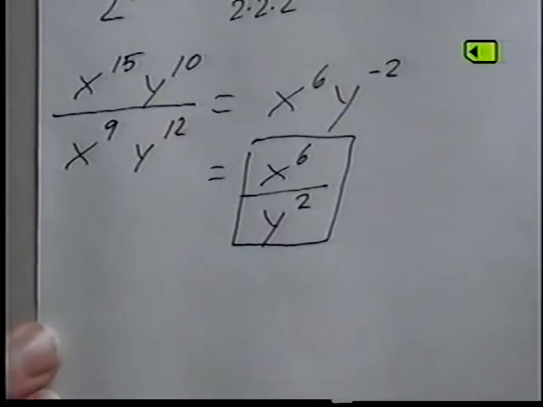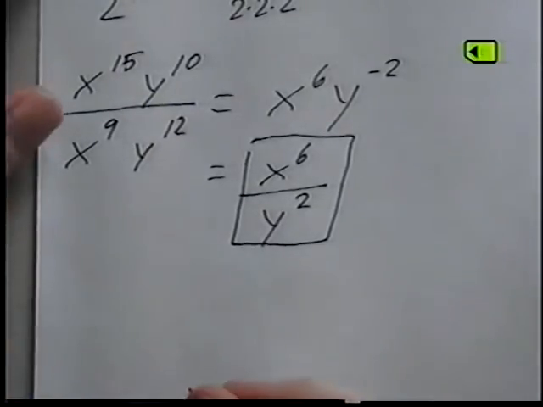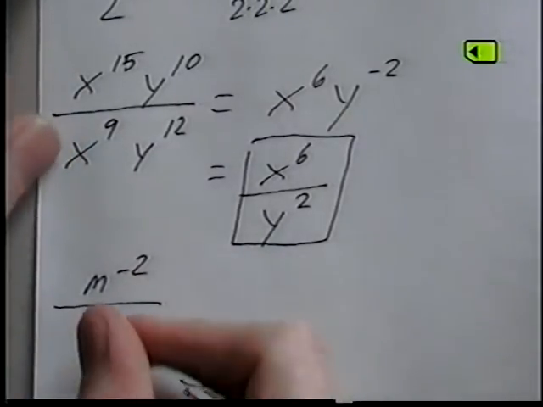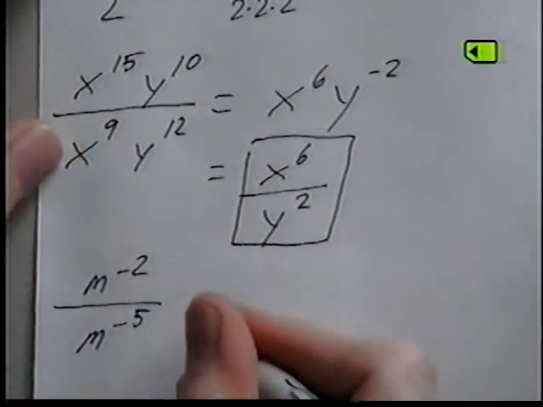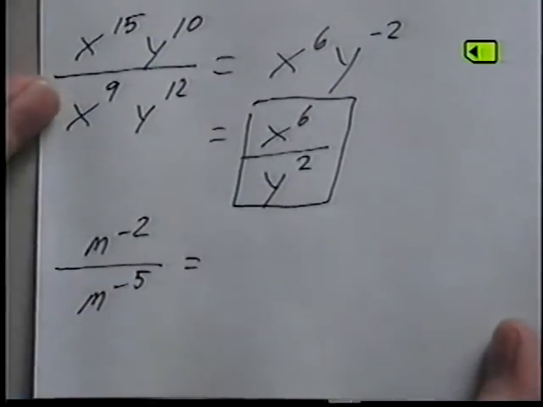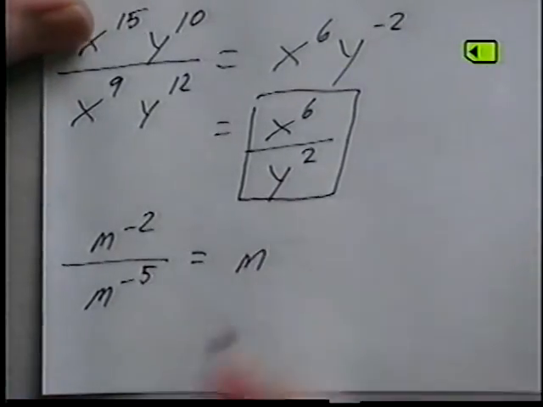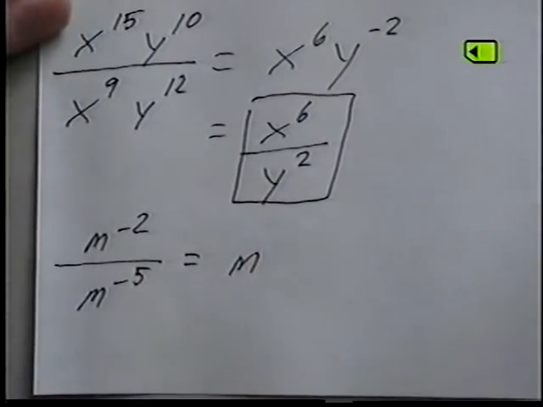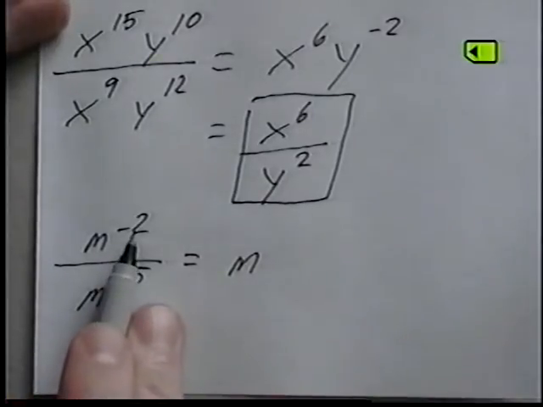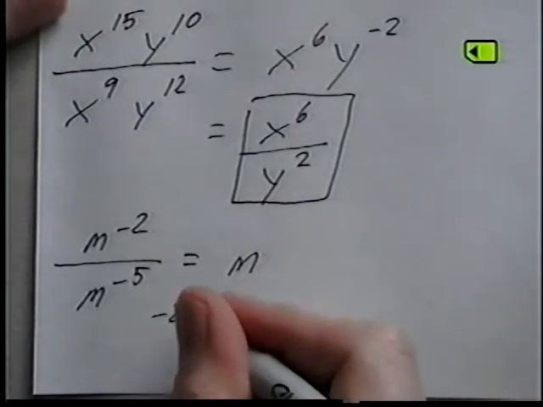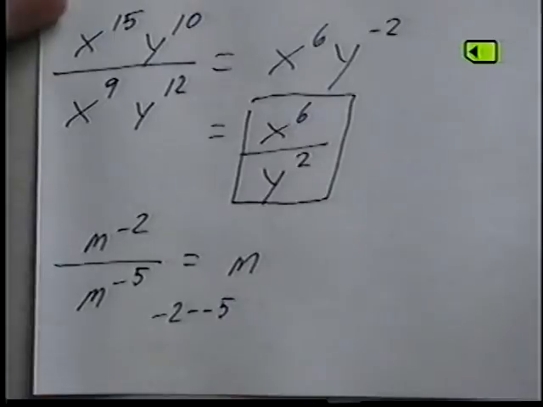Last question for this section. m to the negative 2 power divided by m to the negative 5 power. One way to do this problem, just like we've been doing, you can subtract the exponents. Your base is m, so it stays m. And now we have negative 2 minus a negative 5. Again, negative 2 minus a negative 5.